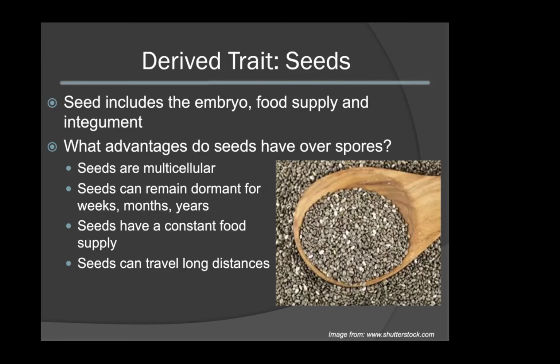We're now going to discuss the last derived trait, the presence of seeds. The seed itself includes the embryo, a food supply, as well as a protective integument. Seeds provide a distinct advantage over spores as a reproductive strategy.